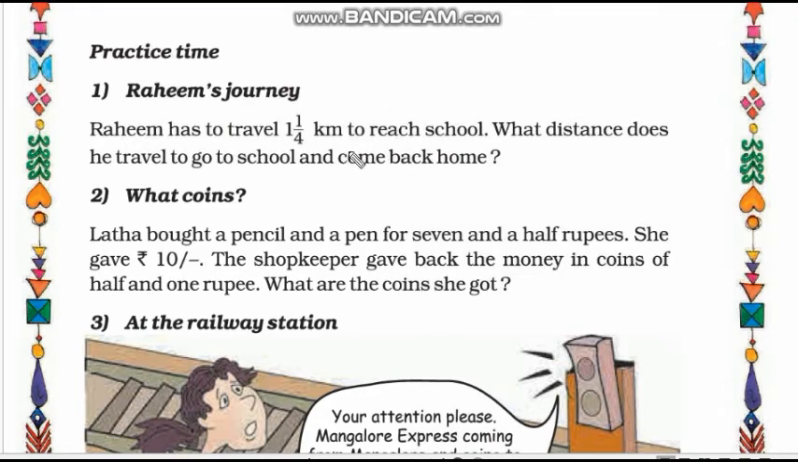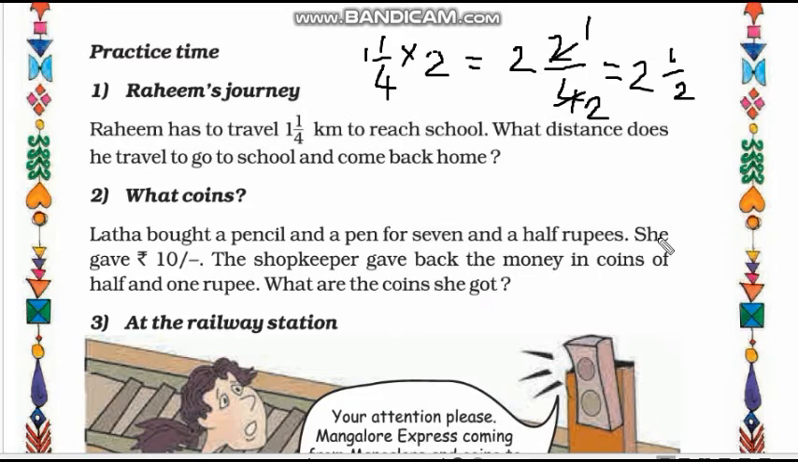Then you will get 2 and 2/4 kilometer. That means 2.5 kilometer. Rahim travels to go to school and come back home. Now next question, what coins? Latha bought a pencil and pen for 7.5 rupees. She gave rupees 10. The shopkeeper gave back the money in coins of half and 1 rupee. What are the coins she got?